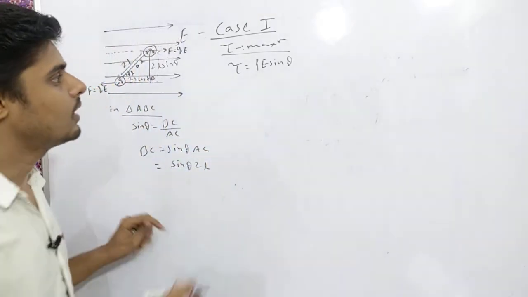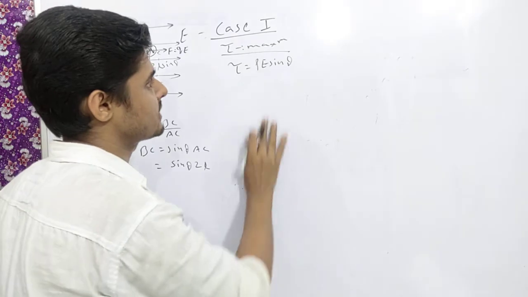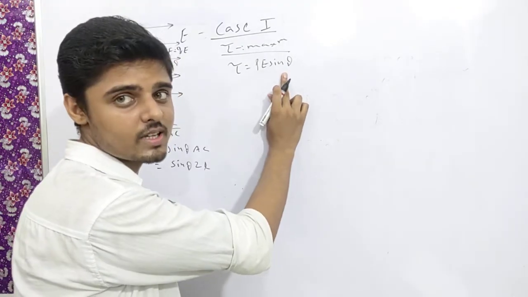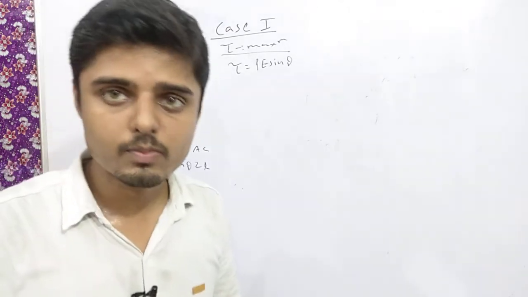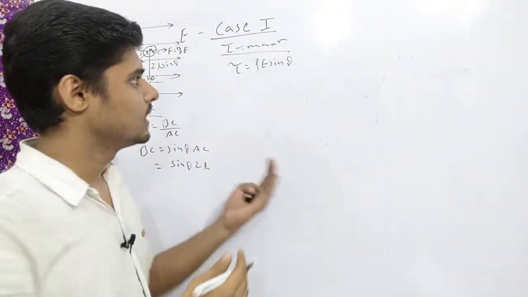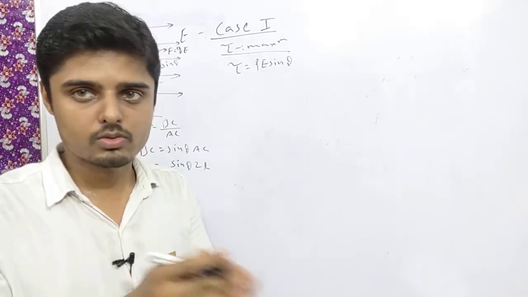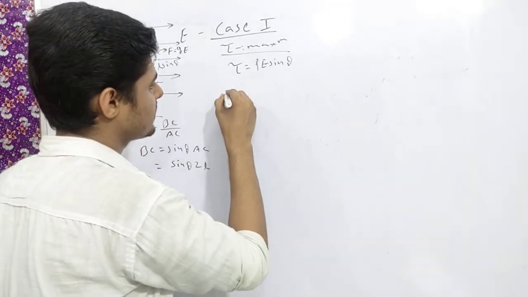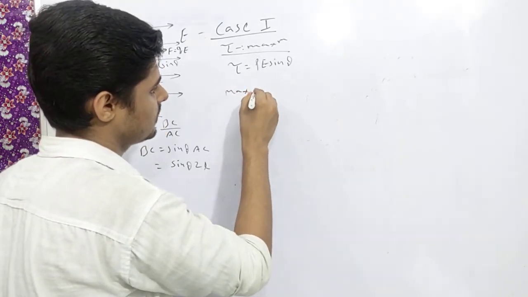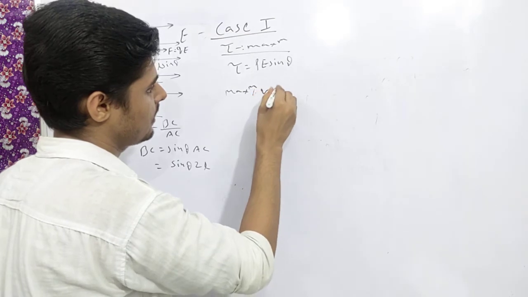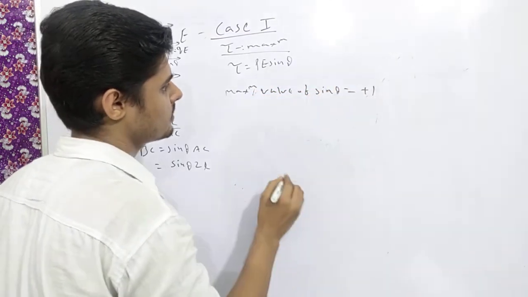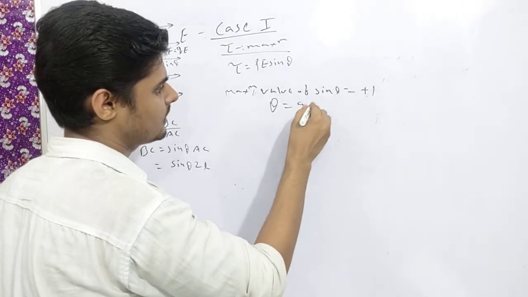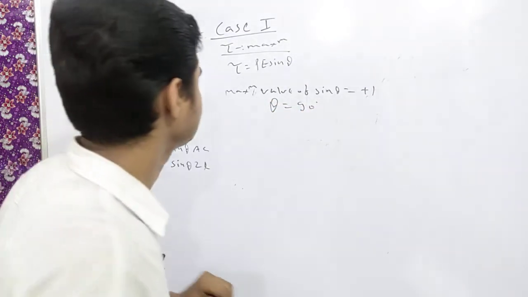So what will be its maximum value? It will obviously depend on sine theta, and the maximum value of sine theta is +1. We know that the value ranges from +1 to -1. So the maximum value of sine theta is equal to +1, and it occurs at theta equal to 90 degrees.